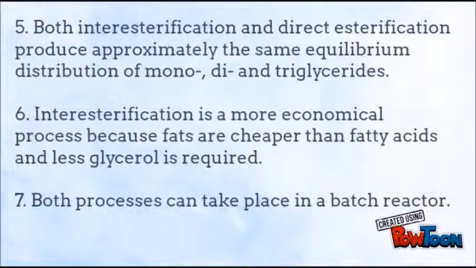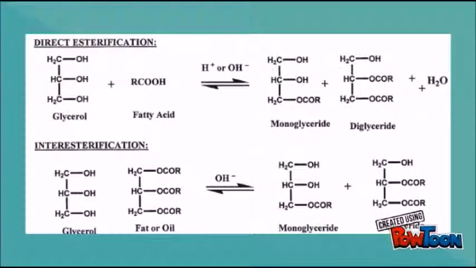Interesterification is a more economical process as compared to direct esterification because fats are cheaper than fatty acids and less glycerol is required. Both interesterification and direct esterification can take place in a batch reactor. The figure below shows the chemical equation of both direct esterification process and interesterification process. In direct esterification, glycerol reacts with fatty acid to produce mono and diglyceride with water. For the interesterification process, glycerol reacts with fat or oil and produces monoglyceride and diglyceride.